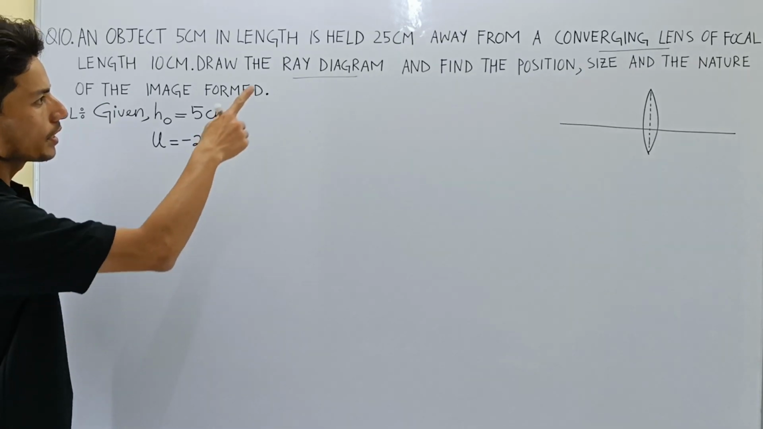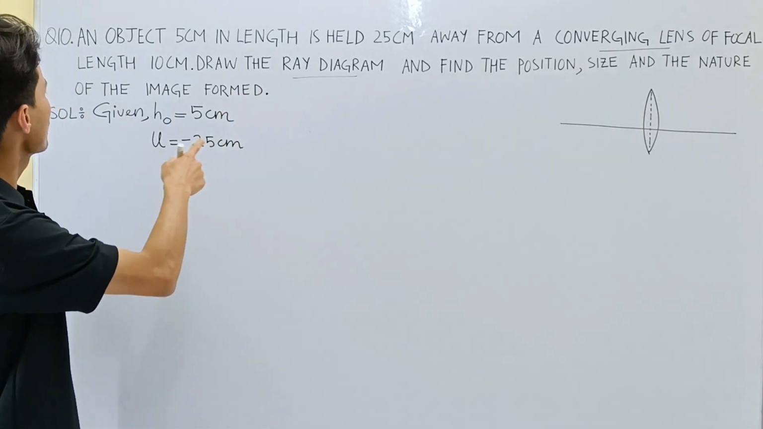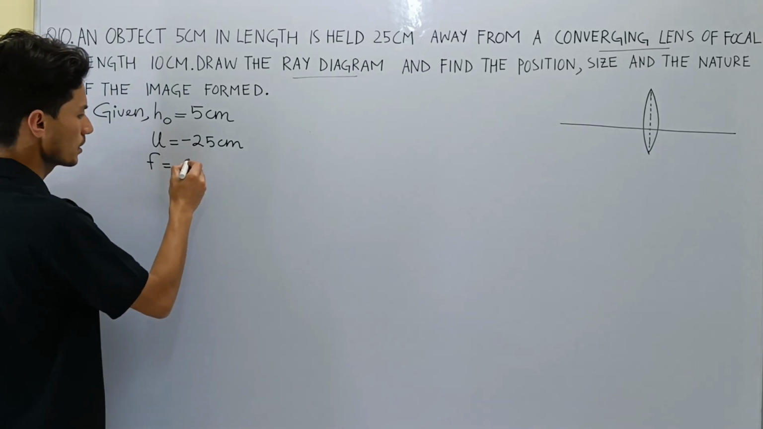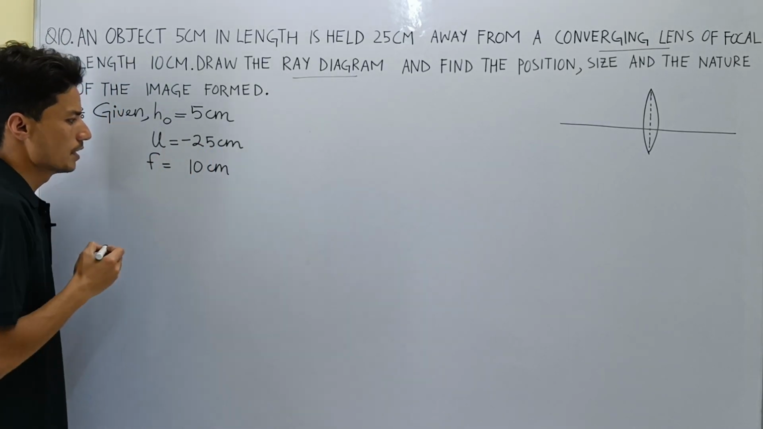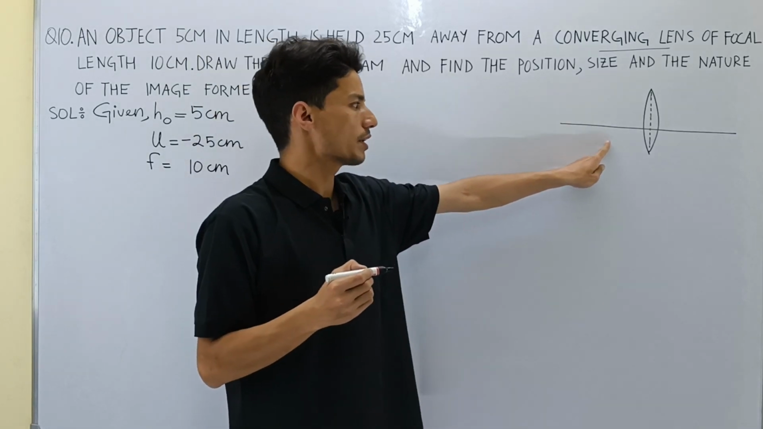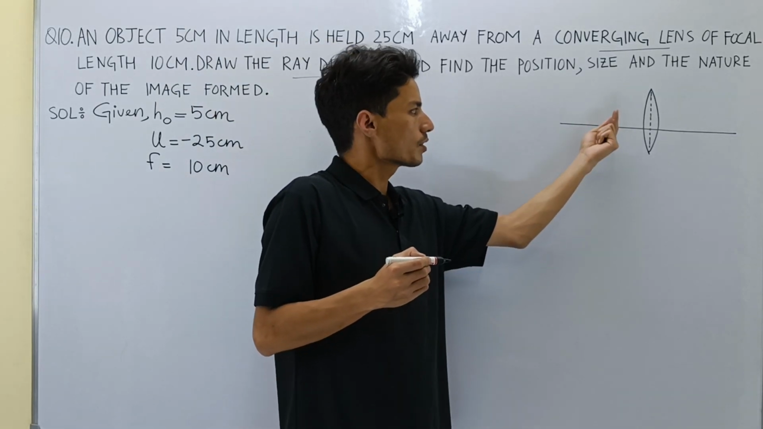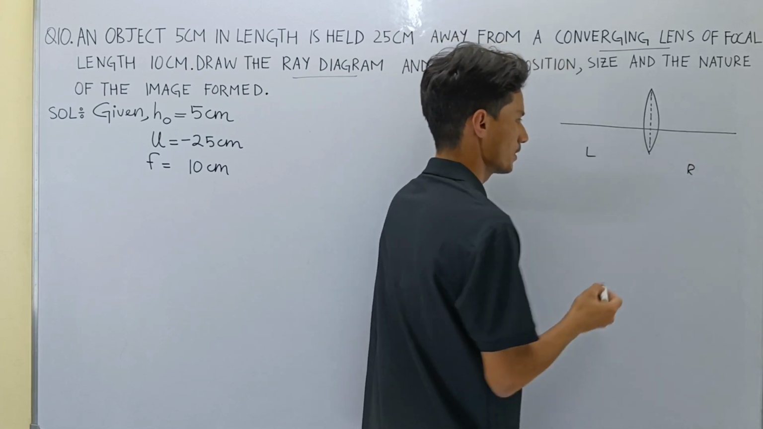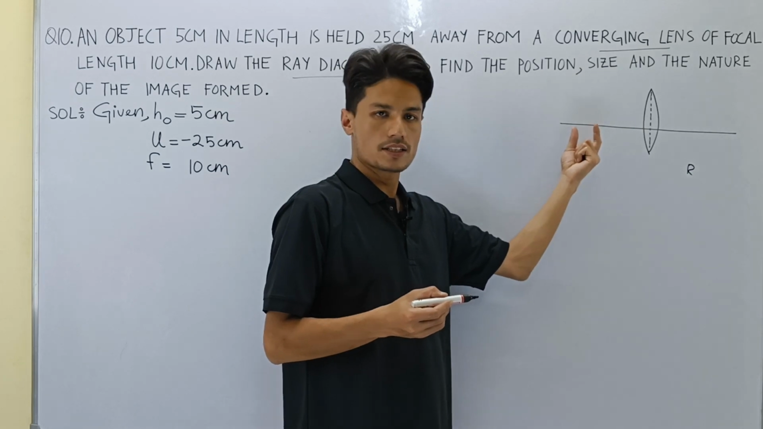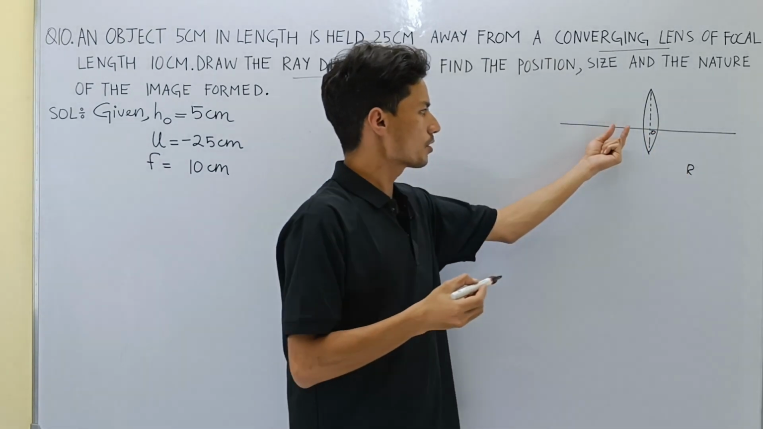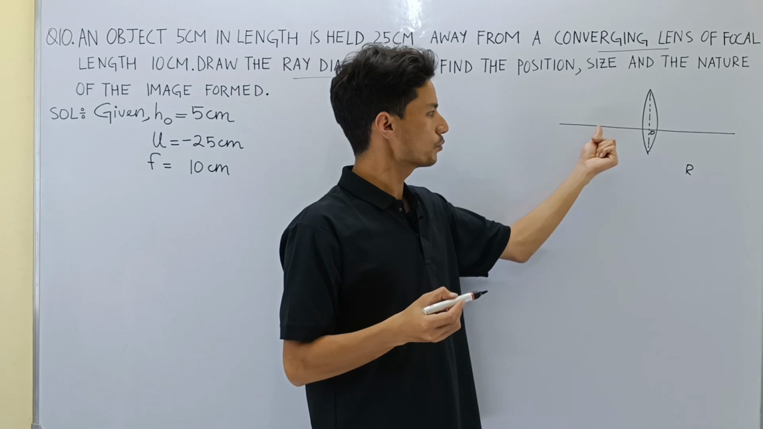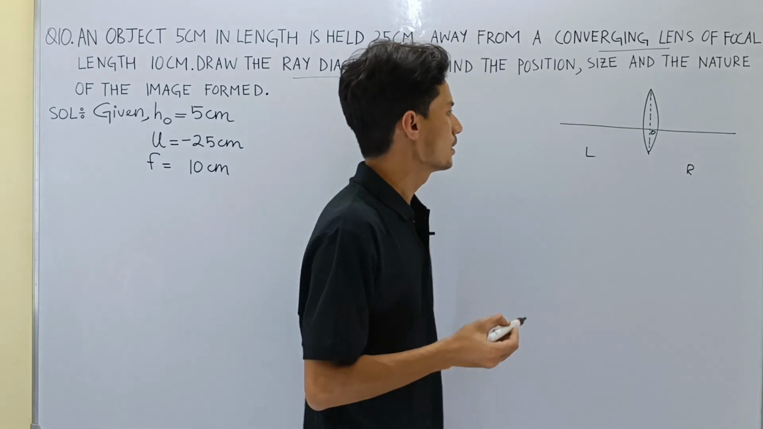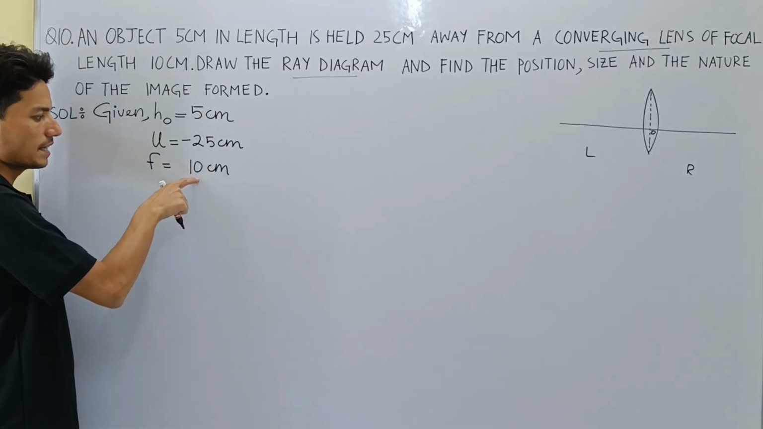Then the focal length is given to us: from a converging lens of focal length 10 cm. So F is given to us, 10 centimeters. Now this is a question on lens, and a lens has two focuses. One focus is on the left side here. The other is on the right side. This is the optical center. The focus on the left side, we have our F1 and we'll have our 2F1. Then we'll have F2 and 2F2. The focus is given to us as 10 cm.